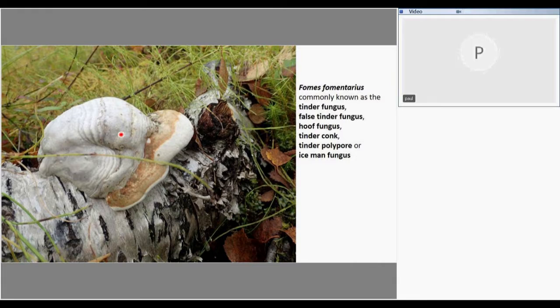This is actually what we use to make fire. So you can see here that they are growing on birch. And it's also mentioned here, Iceman fungus. You know this man that was found in the ice in the Alps, who died 5,000 years ago. He was found about 20 years ago. Along with him, they found this type of mushroom or fungus. Actually, this is the same as you see here, the same as you see in the picture.